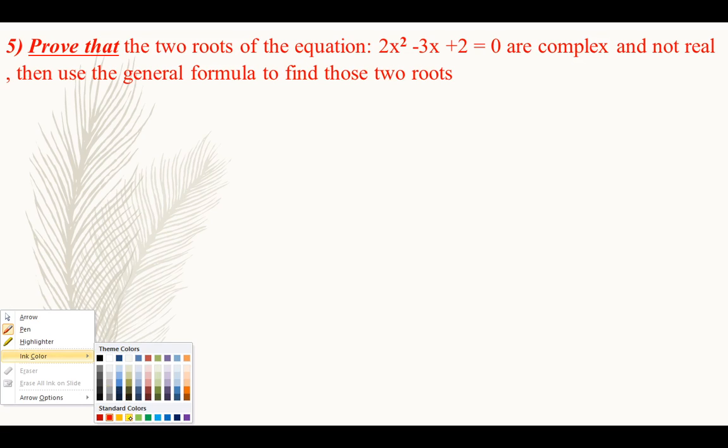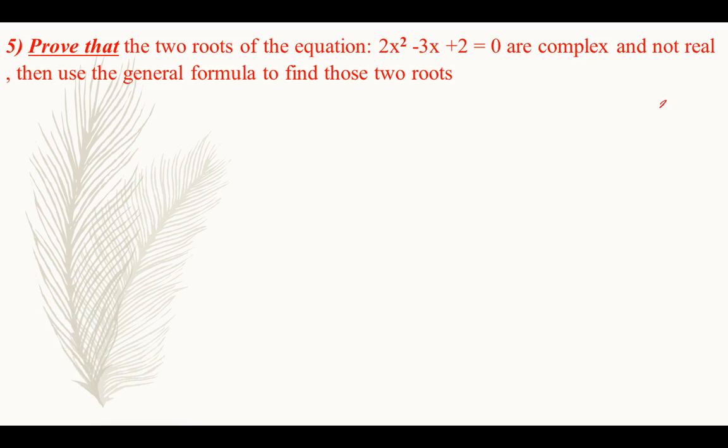And you will find that the value of the discriminant will be negative. So we can say that the two roots are complex. Let's check it together here. You can see that A equals 2, B equals negative 3, and C equals 2. Let's calculate the discriminant.